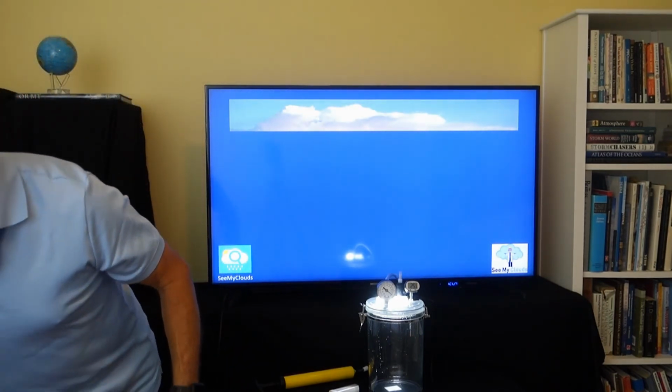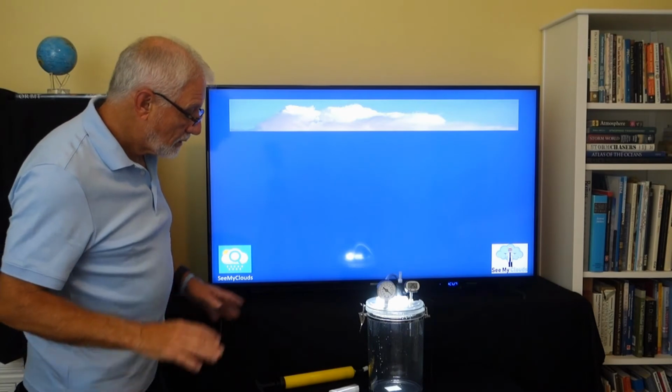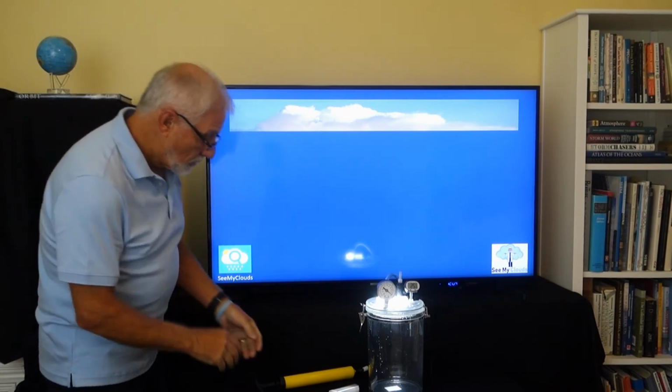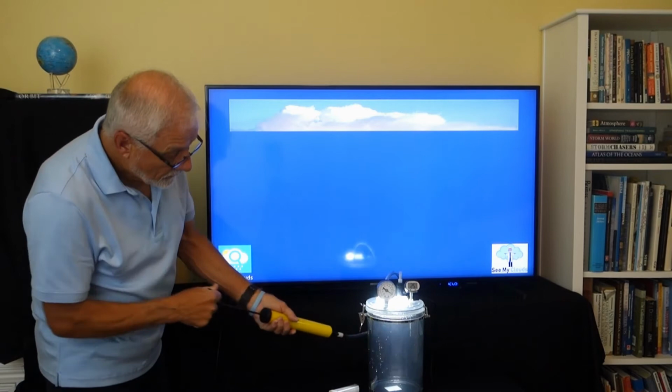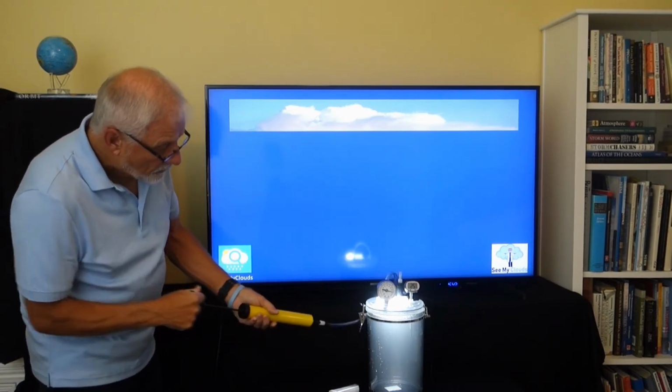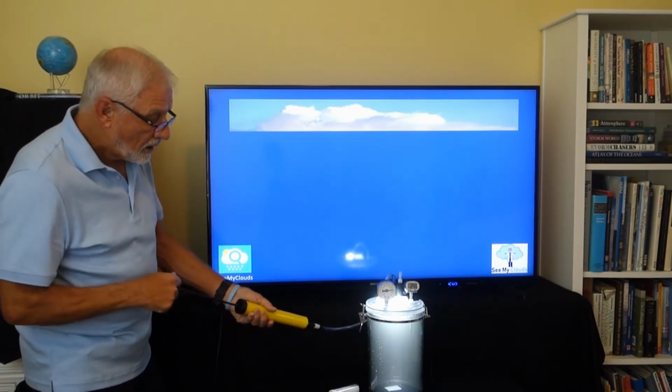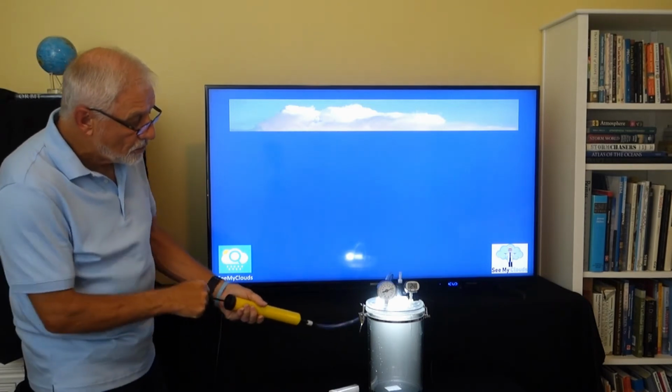So let's see now if this idea is correct, that the cloud droplets have to form on some type of nuclei. So now I can close the valve again, and I'm going to pump it down, and immediately a cloud forms. So the secret ingredient there was cloud condensation nuclei.